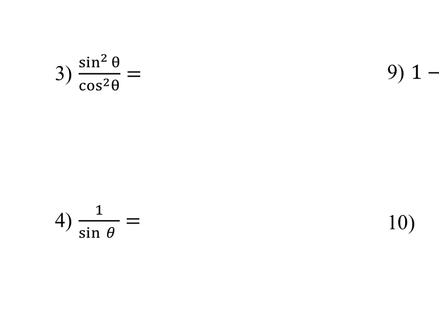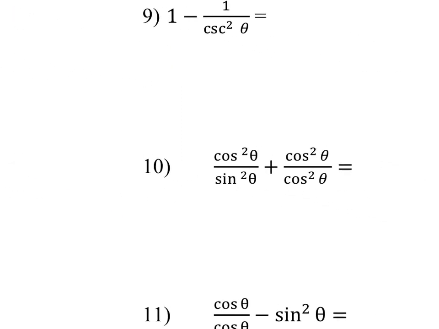So if sine over cosine is tangent, then sine squared over cosine squared would be tangent squared. And then here, cosecant. So they're pretty straightforward. You do a few more of these. I'm not going to do all of them for you, of course.